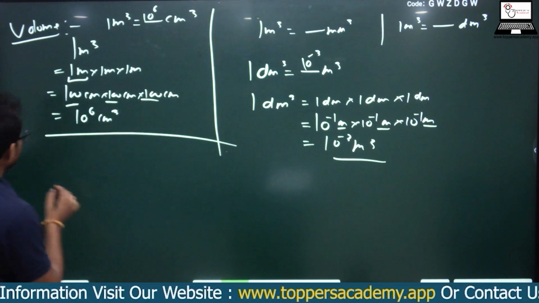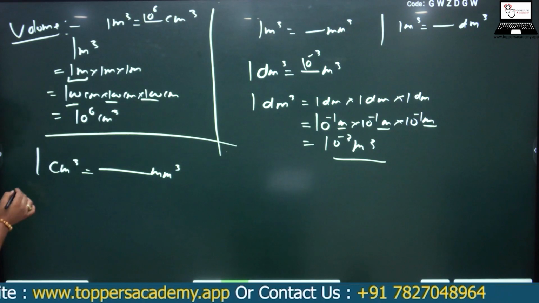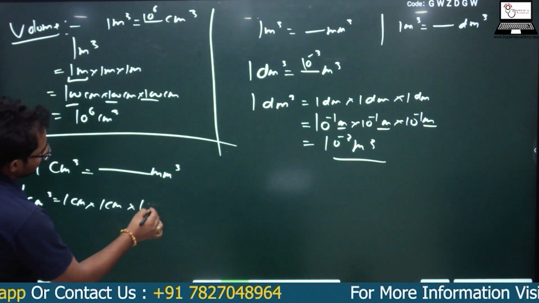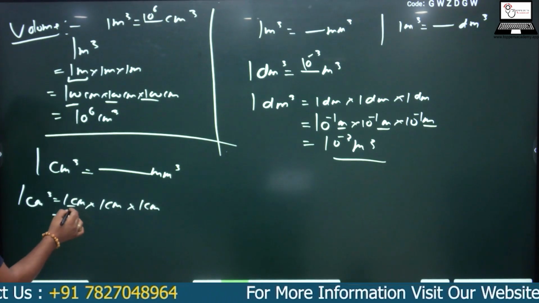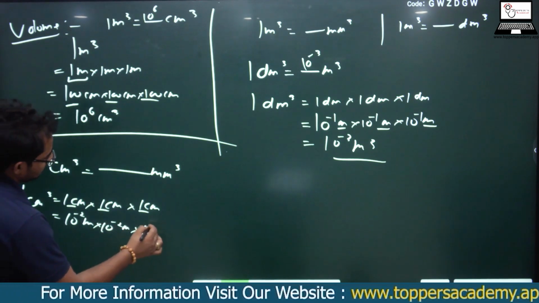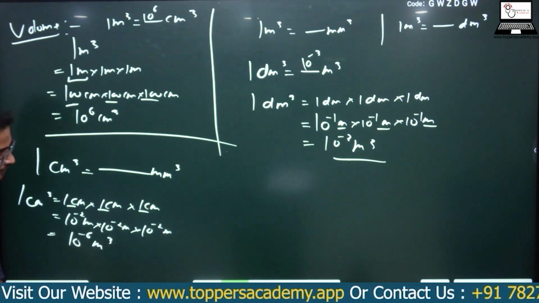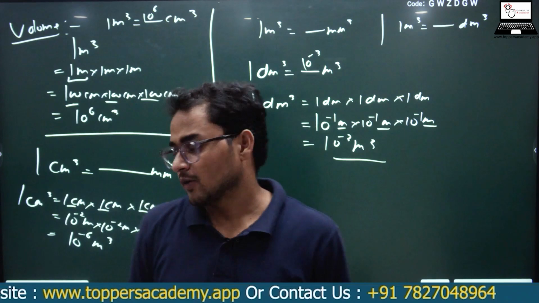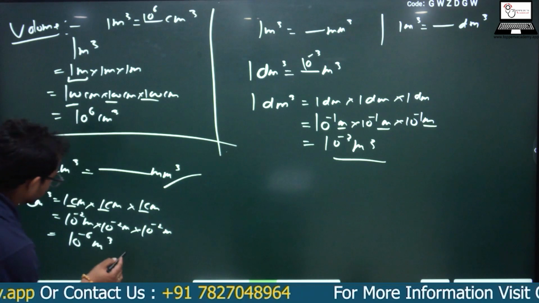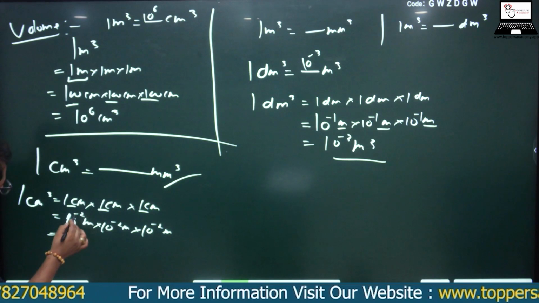Now the problem is that 1 centimeter cube is equal to how many millimeter cube? Now we'll have to solve this problem. 1 centimeter cube is equal to 1 centimeter into 1 centimeter into 1 centimeter. The meaning of centi is 10 to power minus 2, so 10 to power minus 2, 10 to power minus 2, 10 to power minus 2, that is 10 to power minus 6 meter cube. Now listen, I will have to provide the answer in terms of millimeter.